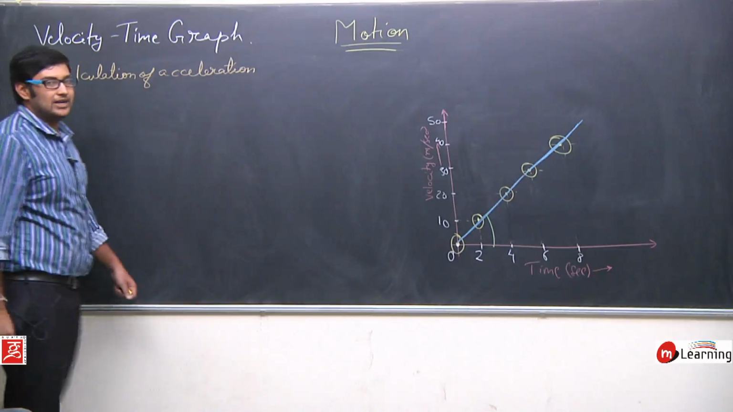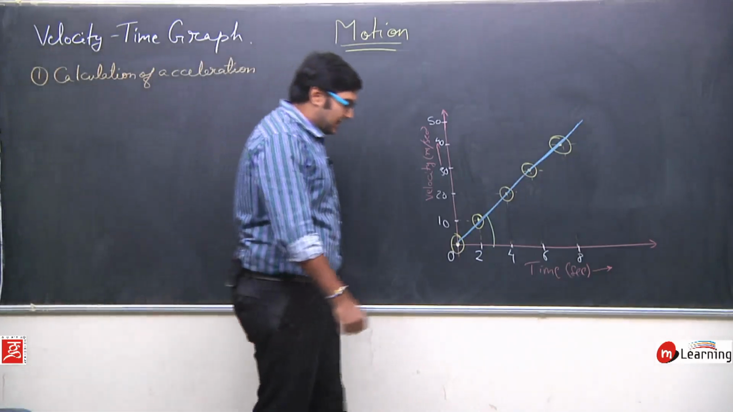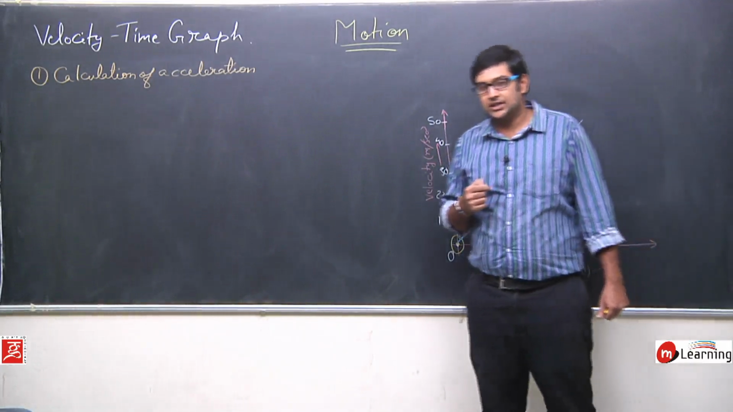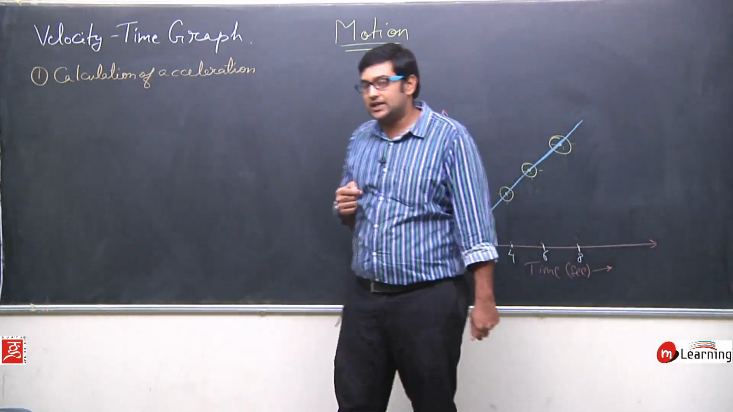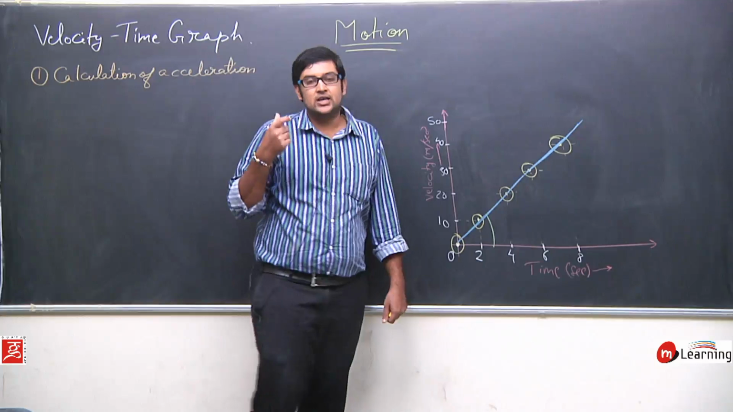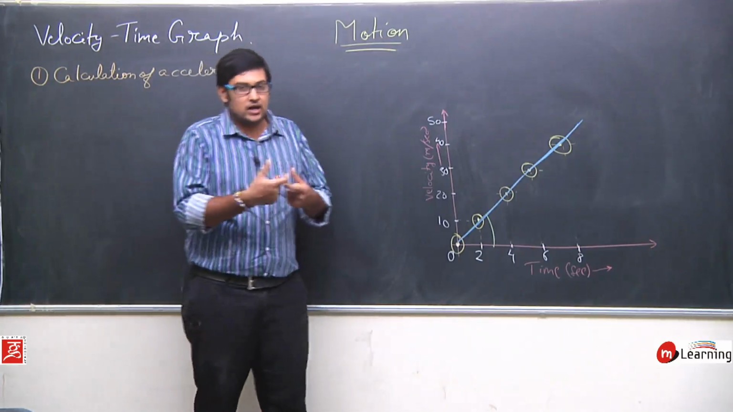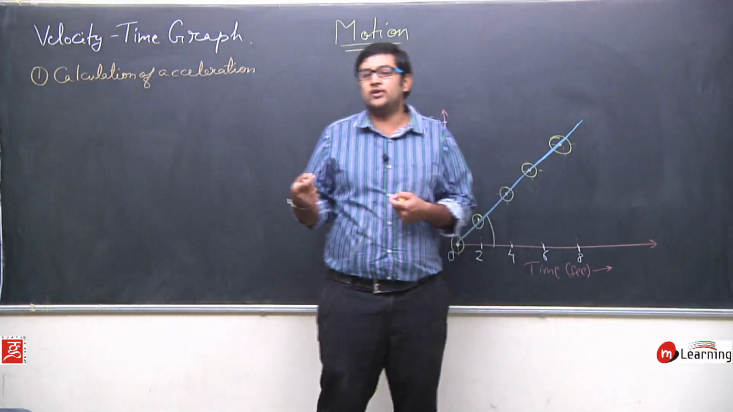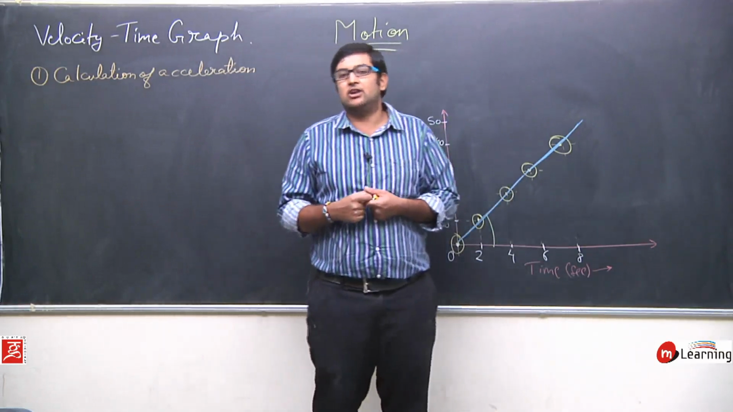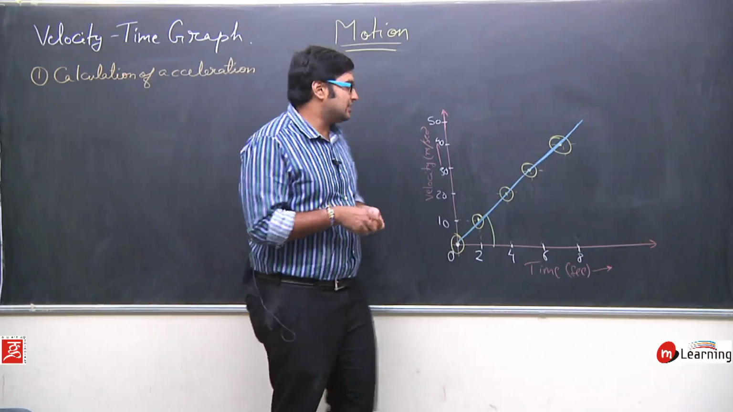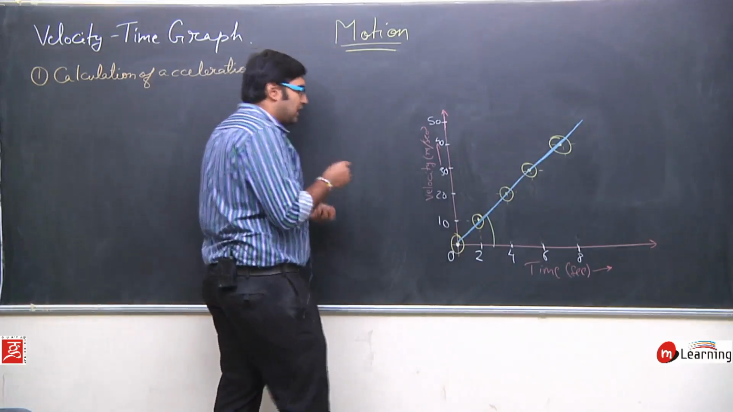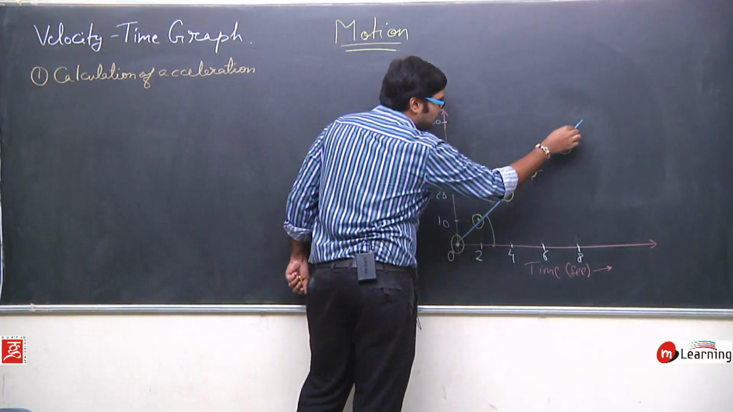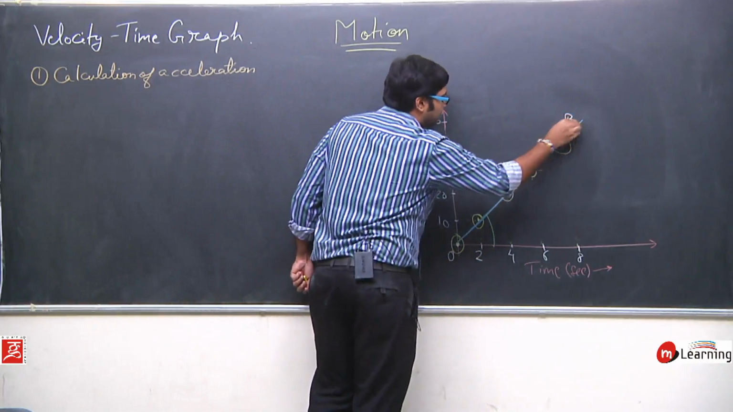Now, how to calculate the acceleration? For that, recall the definition of acceleration. What is acceleration? It is the change in velocity per unit of time. That is, how much change has occurred in the velocity per unit of time. In every unit of time, how much change is there in the velocity. Okay. So for that, let us consider 2 points on this graph. Let's say this is the point A and this is the point B.